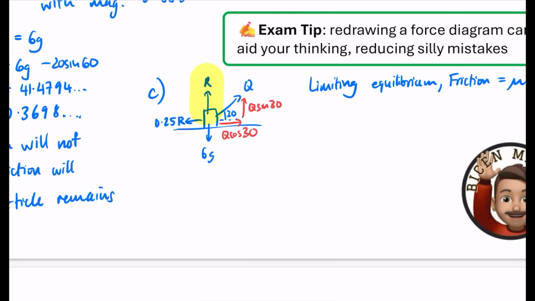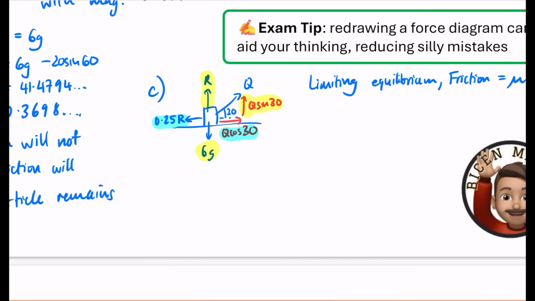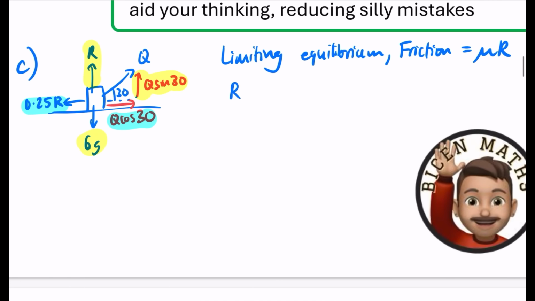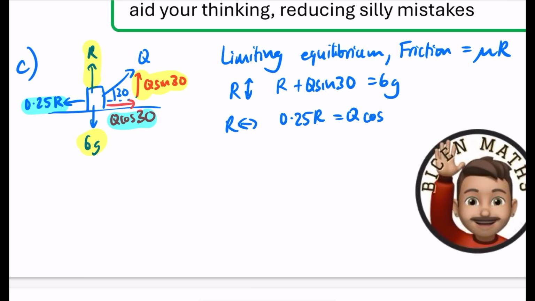So the R, goodness, that was a big highlight. The R and the Q sine 30 equals the 6g. And the Q cos 30 equals the 0.25 R. Looks like we've got a pair of simultaneous equations here. So resolving in the up and down direction, it's in equilibrium: R plus Q sine 30 equals 6g. And resolving in the left and right direction, 0.25 R equals Q cos 30.